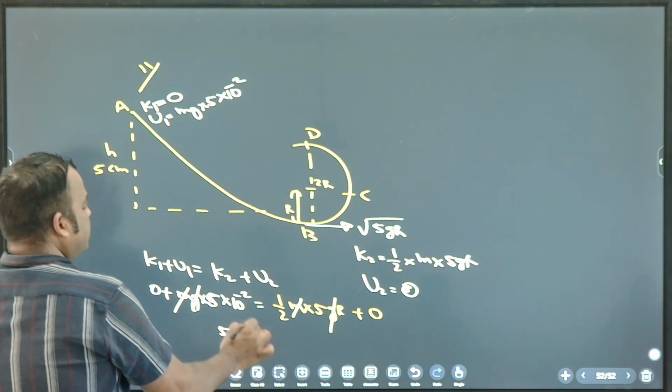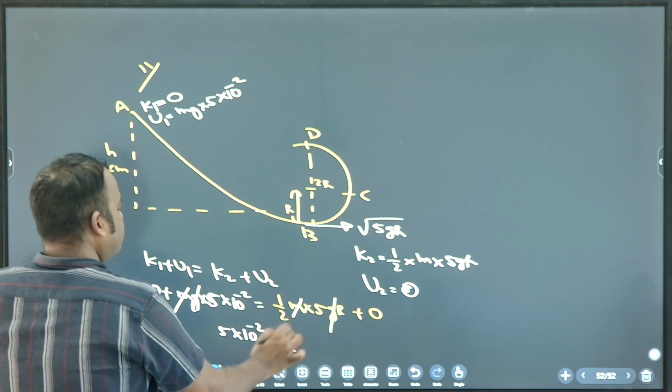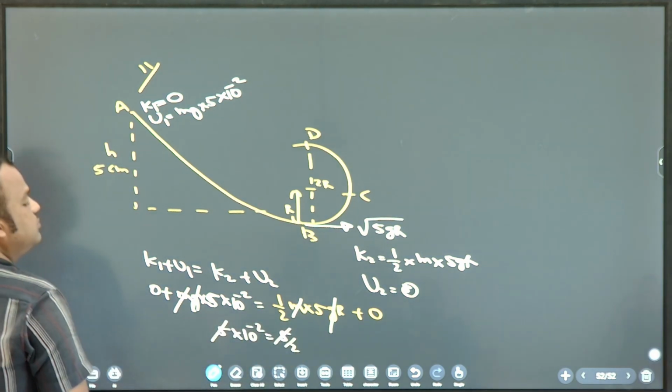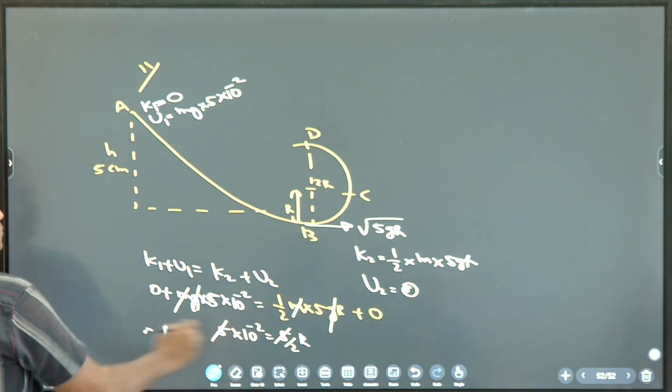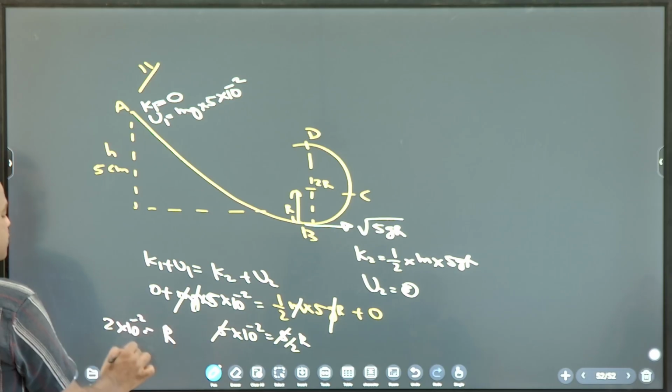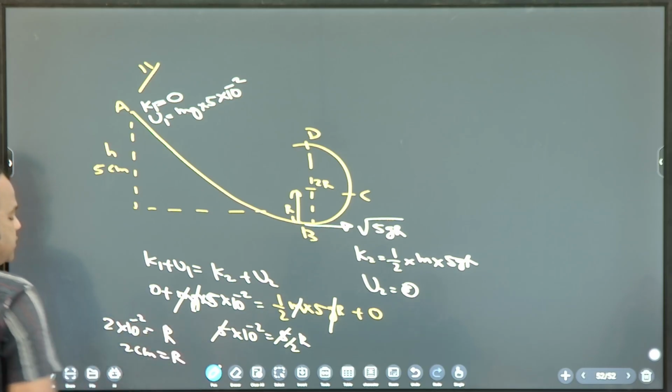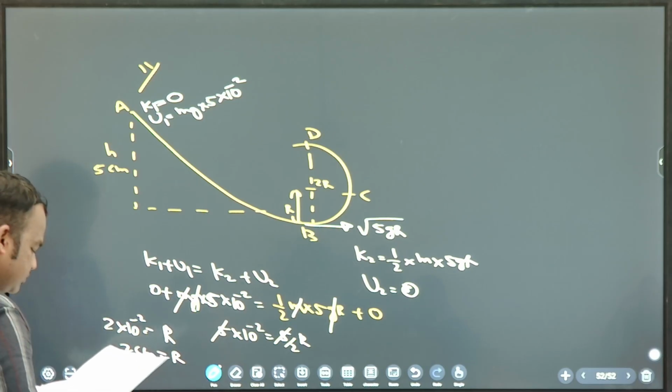5 into 10 power minus 2 is equal to 5 by 2. Oh, 5 also cancelled. Okay. Oh, R here. Okay, so what is R? Tell me. 2 into 10 power minus 2. So, 2 centimeter. 2 centimeter. Note down.